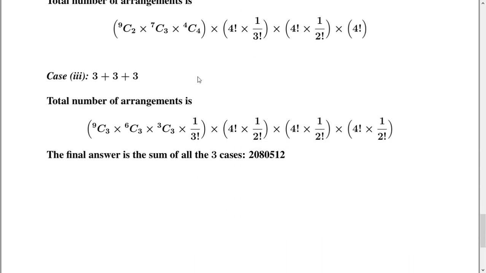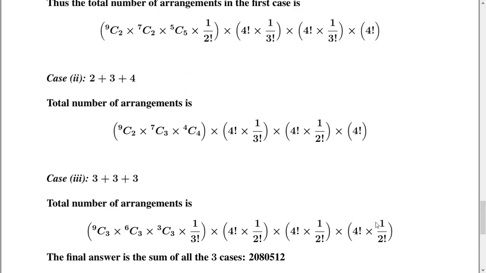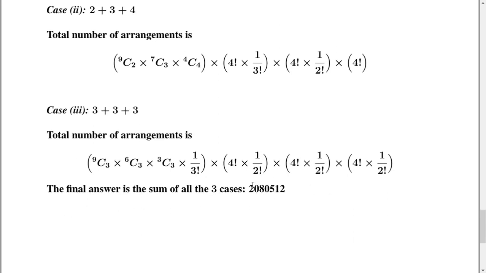Similarly, in the third case, this is the total number of groupings. You are dividing by 3 factorial because there are 3 groups of the same size, and therefore there are 3 factorial ways of arranging those 3 groups. And this is the number of ways of arranging 3 people around the table. That will have to be multiplied 3 times because all 3 tables have 3 persons each. And finally, you need to add all these values. The answer I got was this. I hope I'm right. You can check it out.